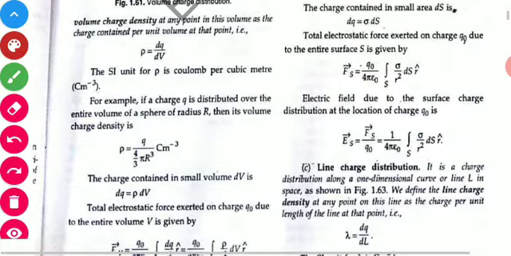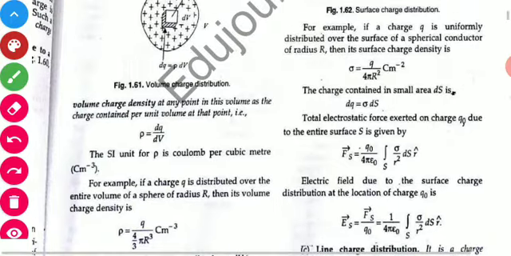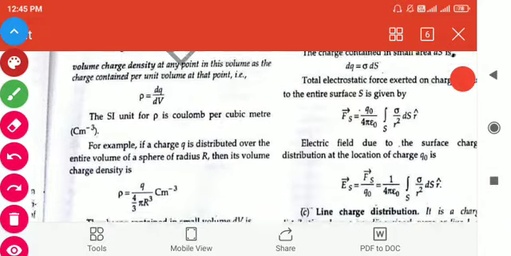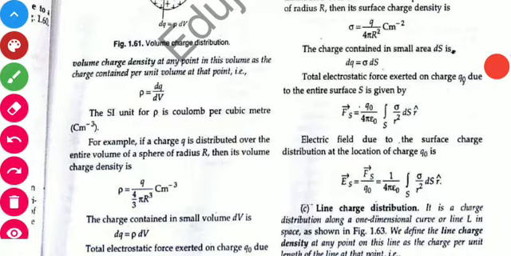Now to calculate the force, to calculate the electric field in the volume charge distribution, we have to suppose volume charge density as we discussed in the last video. So volume charge density is the charge per unit volume at that point. At any point we can consider this. The SI unit of rho, it is denoted by rho. This symbol is rho.